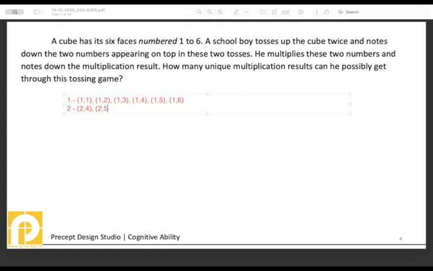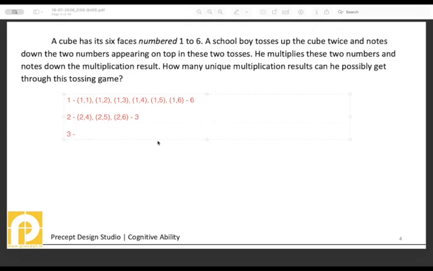2 into 5, again unique. 2 into 6, unique. So 1 has how many possible outcomes? 6 outcomes. 2 we have 3 and 3. Now we'll move to the number 3.